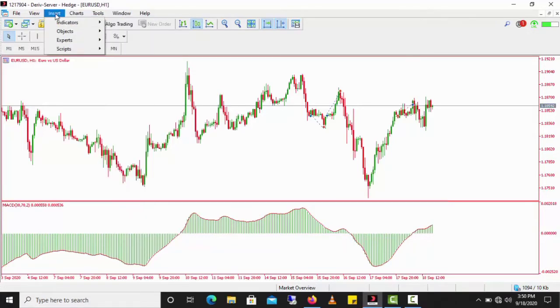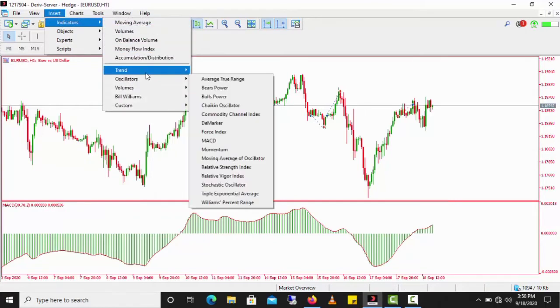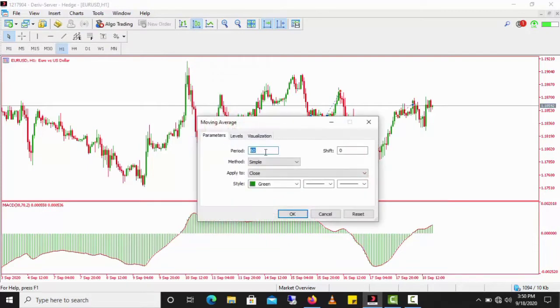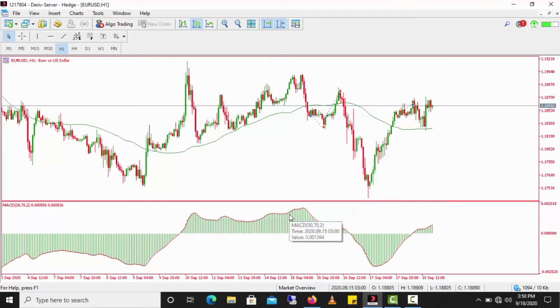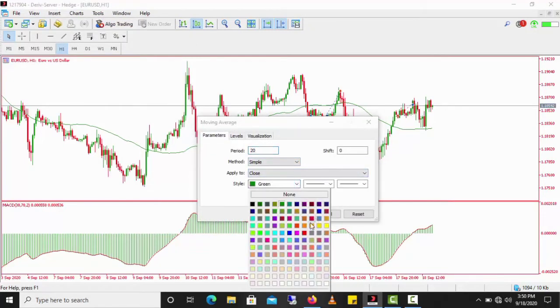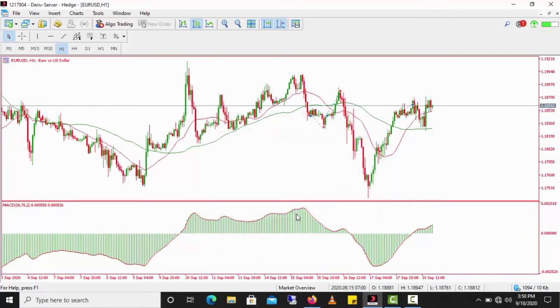Then the next indicator we'll be adding is the moving average. We'll go to trend. We'll add the first moving average, which is the 60 moving average. The method is simple, apply to close, and we'll give it the color green. Then the next moving average we'll be adding is the 20 moving average. This time around, the color will be red.